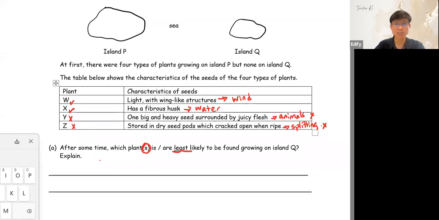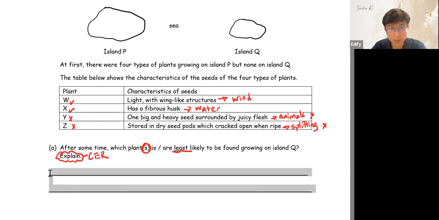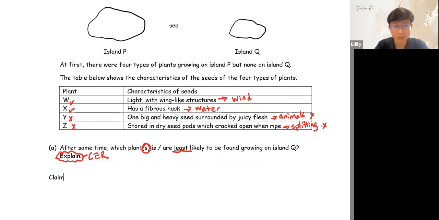So this again says explain. What does explain mean? Explain means CER. It means I'll give our claim, evidence, and the reason. So let's take a look. So what is our claim? Our claim is that the plants least likely to be found will be plants Y and Z. Okay, that's my claim.